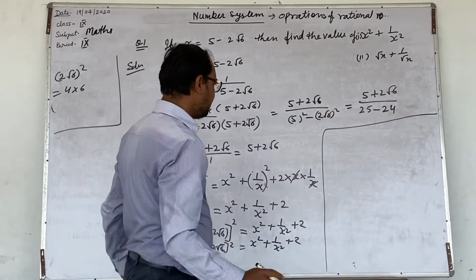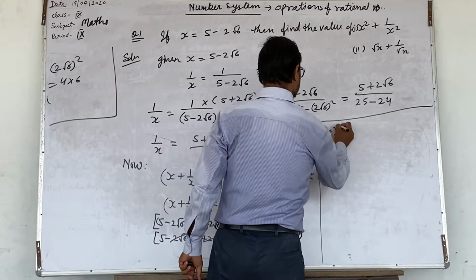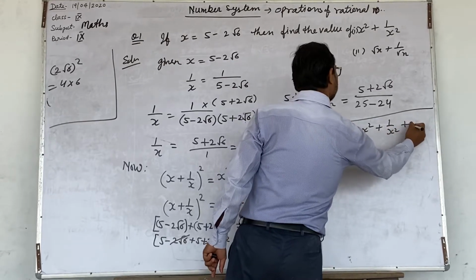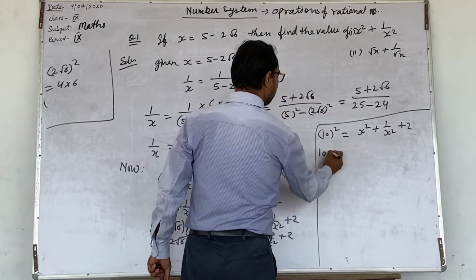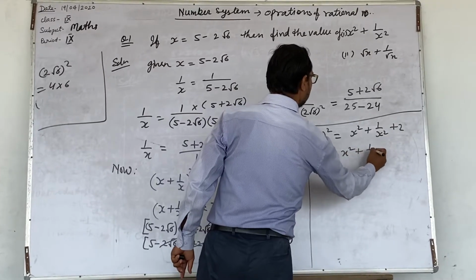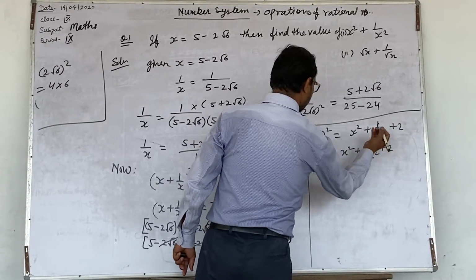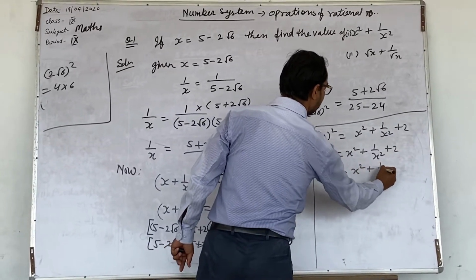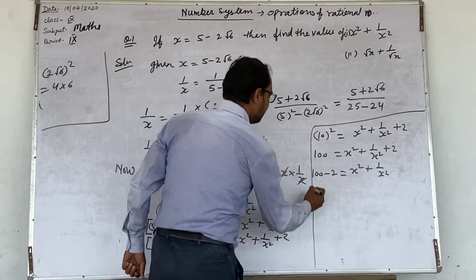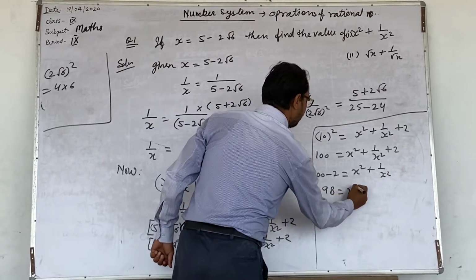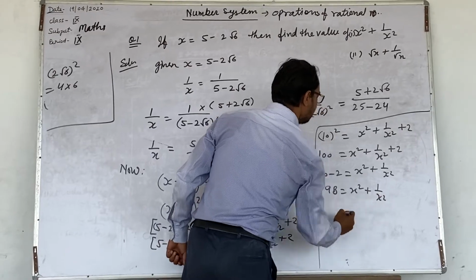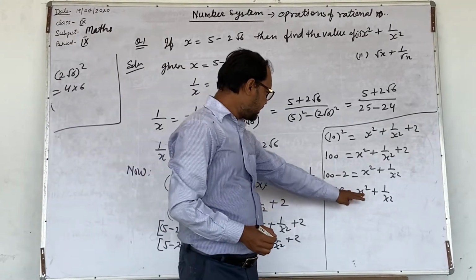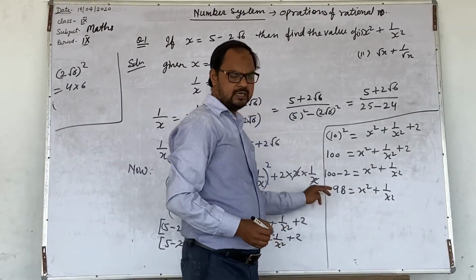Plus 5 gets 10 square equal to x square plus 1 upon x square plus 2. Now this is 100 equal to x square plus 1 upon x square plus 2. 2 should be transferred here. 100 minus 2 equal to x square plus 1 upon x square. So we will get 98 equal to x square plus 1 upon x square. Right? 2 transferred, and thus we have found that x square plus 1 upon x square is equal to 98.